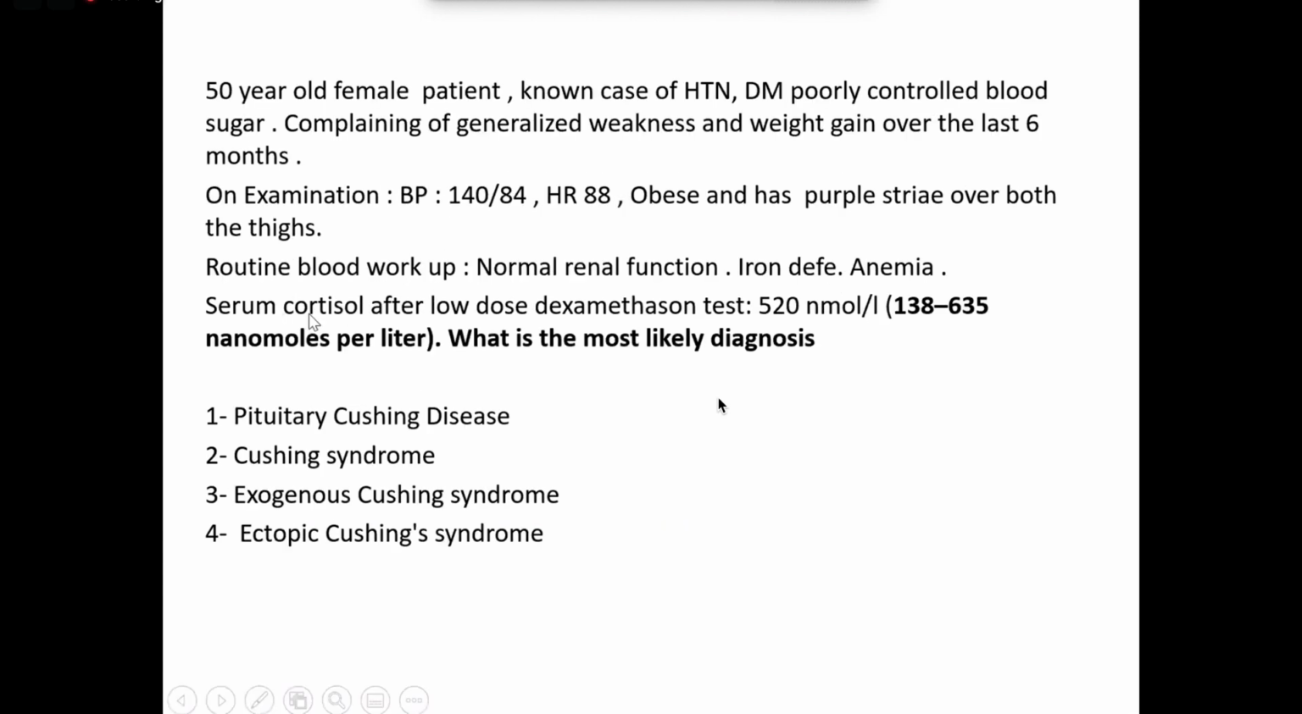Now the same patient, serum cortisol after low dose dexamethasone test is 520. The normal is 138 to 635. What is the most likely diagnosis?